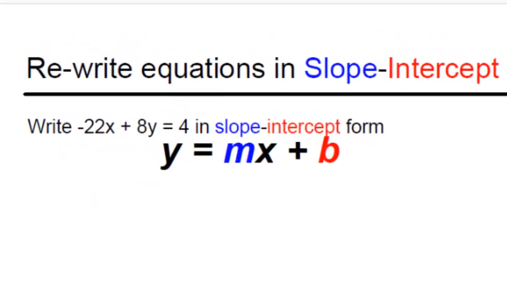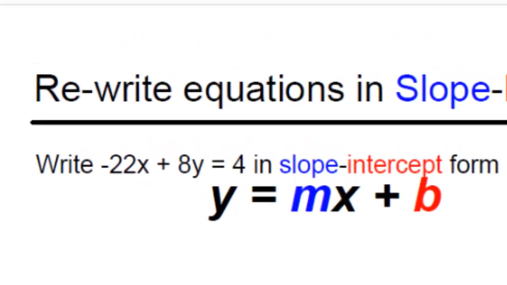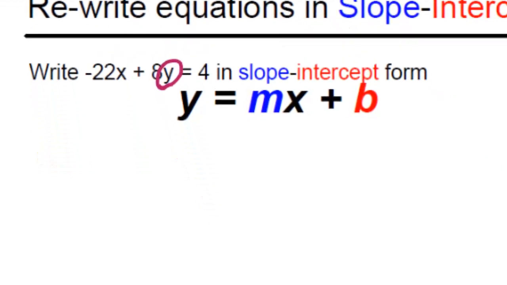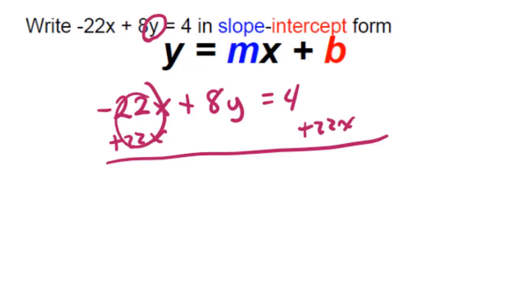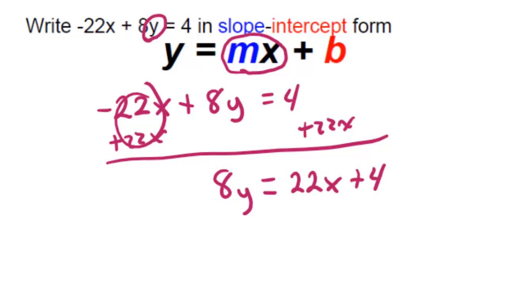For our next example, we have to rewrite the equation in slope-intercept form. Remember, it's sometimes easier to do that before you start graphing. So we're just basically going to isolate the y here. So the first thing we do is get rid of the x. So we're going to add 22 x's to both sides. This zeroes out. We end up with 8y equal to, and because the form is mx plus b, so the x comes first, I'm going to bump the 22x to the front, and the 4 is positive, so I add it to the end. Next step is to divide everything by 8.